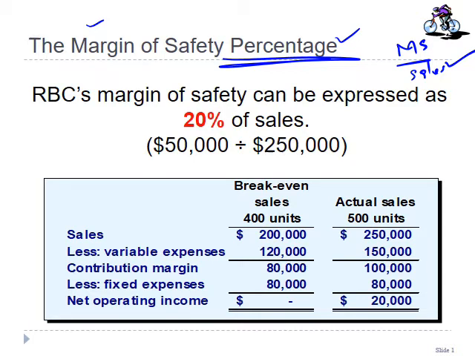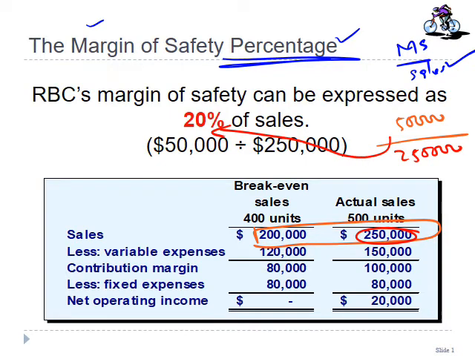So here we know that the difference is 50,000, and what is our actual sales here? 250,000. So our answer is 20%, right? Most students get confused about whether the denominator is the break-even sales or the actual or budgeted sales. So here you have to write down the actual, estimated, or budgeted sales. Okay, good.